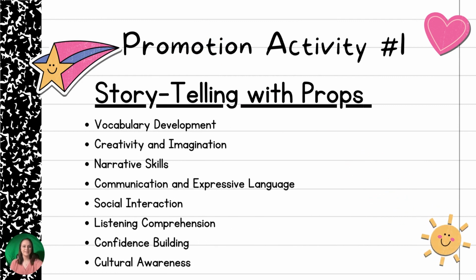So, the first activity that I have prepared is storytelling with props. In this activity, children are encouraged to engage in storytelling using the props, and it's important to provide a variety of props such as stuffed animals, puppets, toy vehicles, and household items. To create a designated storytelling area in the classroom is super important, where children can freely access the props and use their imagination to tell their own stories.